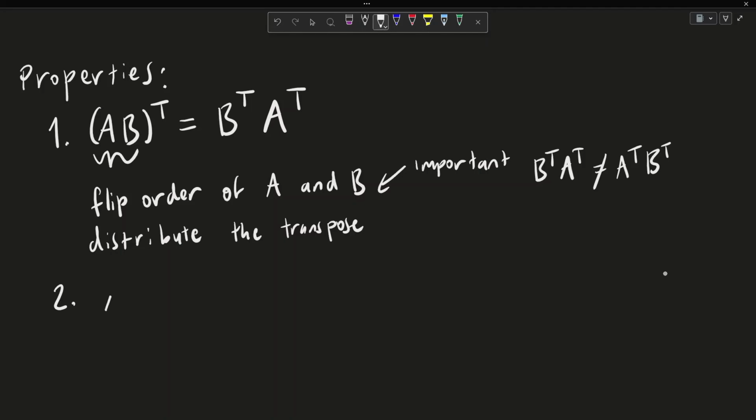The second property of matrix transposition is that A transposed transposed is equal to A. So essentially, transposing a transpose cancels it out.